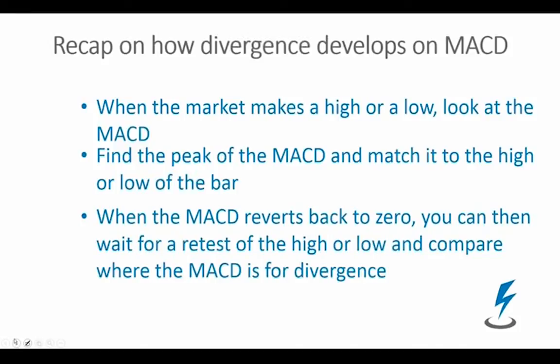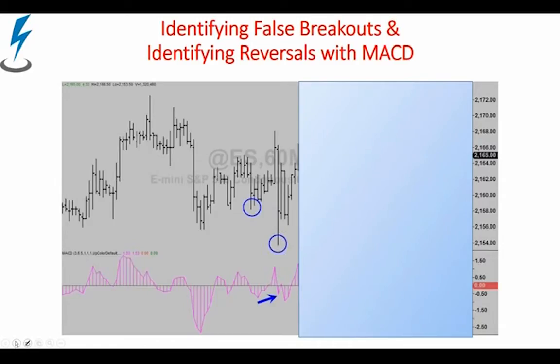When the MACD reverts back to 0, you can then wait for a retest of the higher low and compare where the MACD is for divergence. Very simple, right? I don't complicate this stuff. I've got too many other things going on.